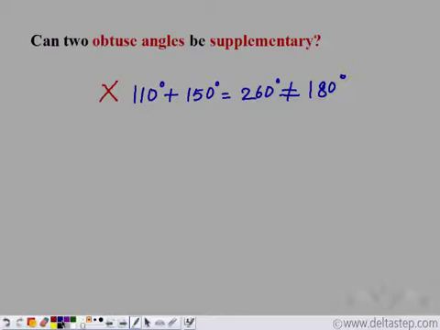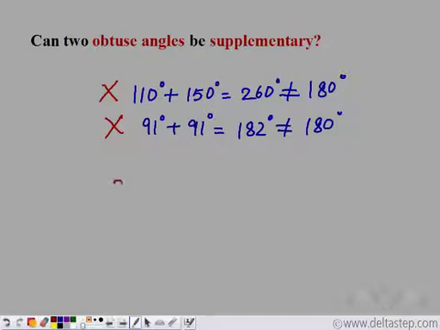Let's take smaller values in order to come close to 180. So we need obtuse angles. So let's take 91 degrees, and the second one also has 91 degrees. We get 182 degrees. It is still not equal to 180 degrees. So even these are not supplementary.